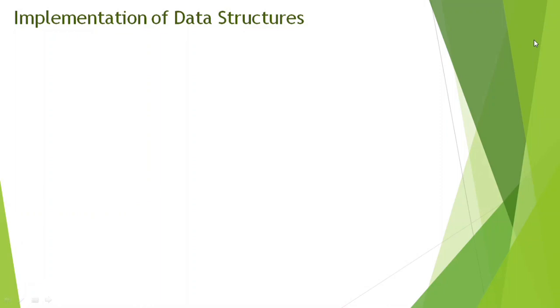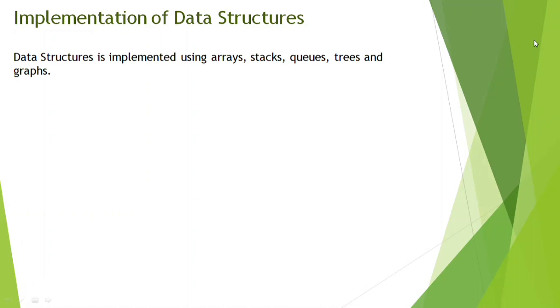Now let us see the implementation of data structures, how data structures can be implemented. Data structures are implemented using arrays, stacks, queues, trees and graphs. We know that arrays, stacks and queues are linear data structures. Linear data structures means they go in a systematic order. But trees and graphs are not in a systematic order. There will be a hierarchy to traverse them.